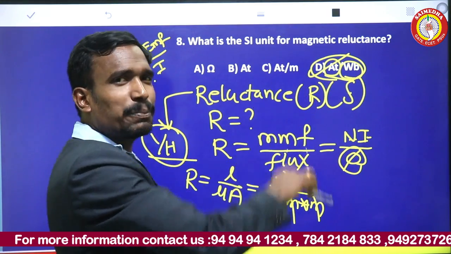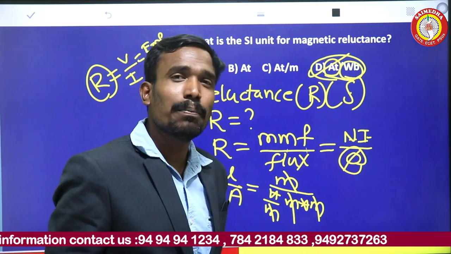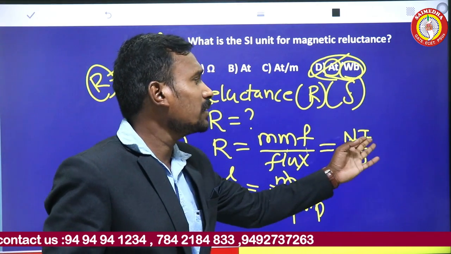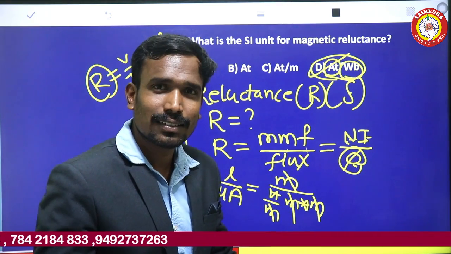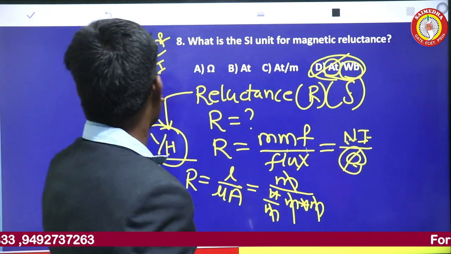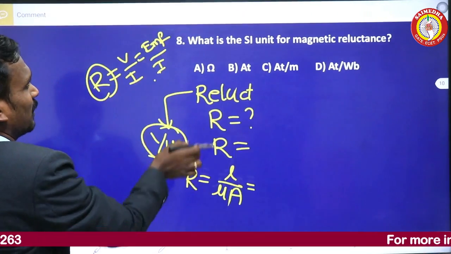Now in my options, we have only one, ampere turns per Weber. It's clear, right? Let's go for the next question.